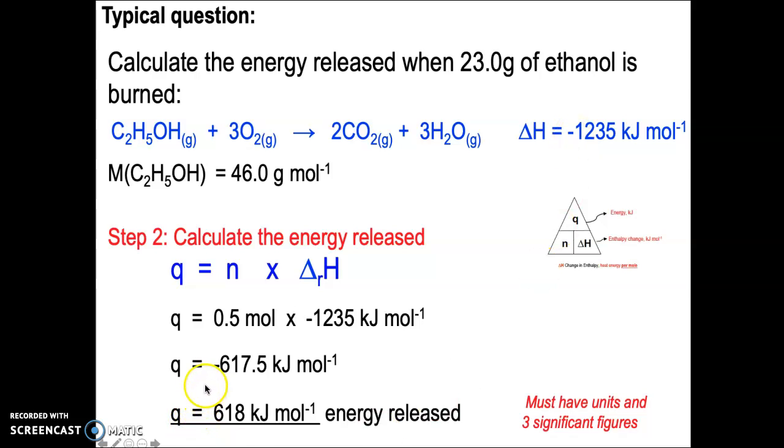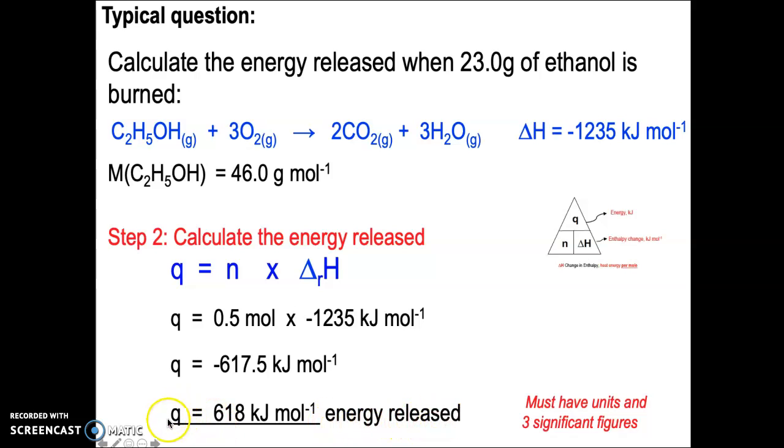What I'm going to do is, Q is simply energy, so it does not need to have that negative value, and that's why it disappears when I tidy my answer up. But I do replace having the negative, meaning exothermic, with the words here, energy released.